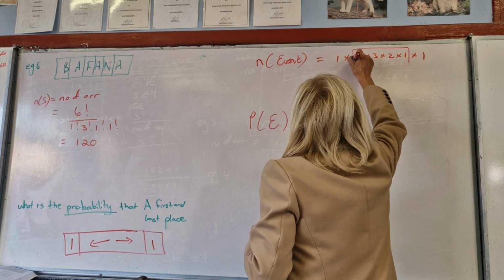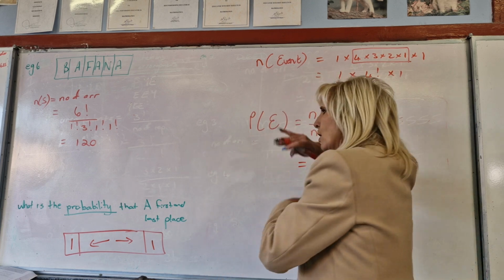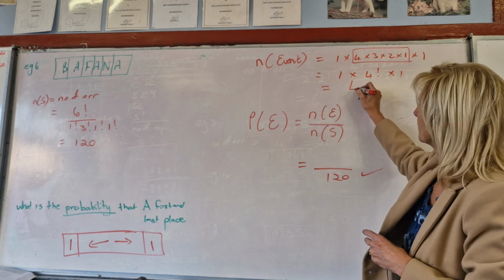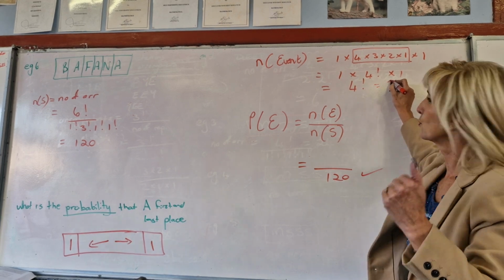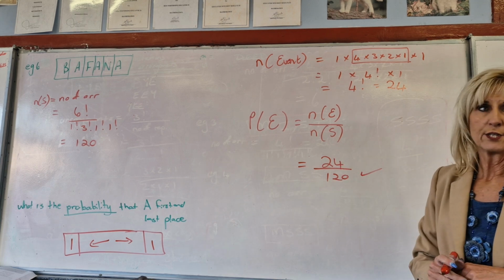Do you see it? Or just 1 times 4 factorial. So many ways of writing it. But it's 4 factorial, which is what? 24. So that this will be 24.